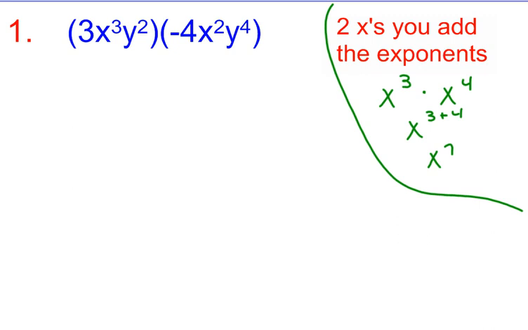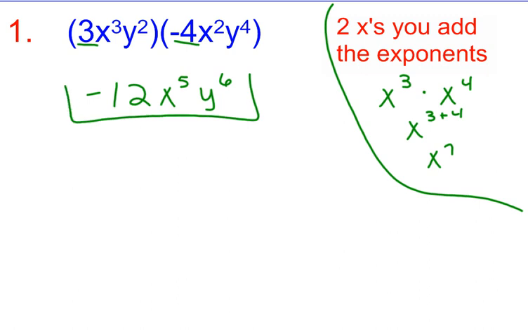So in number 1, when we look at this problem, we treat the numbers the same still. So when I'm multiplying 3 times negative 4, that's still negative 12. And then I have x cubed times x squared. Notice I'm saying x both times, x times x. So that tells me I add those exponents, which would be x to the fifth. And then my y's, I have y squared times y to the fourth, which is y to the sixth.